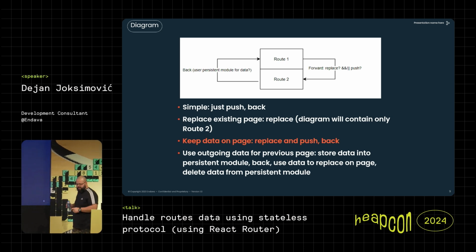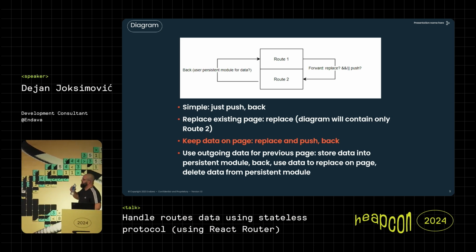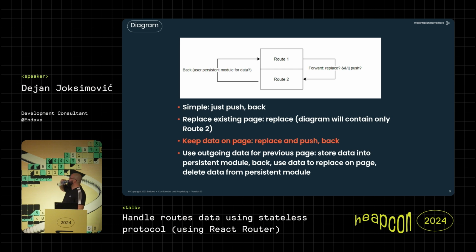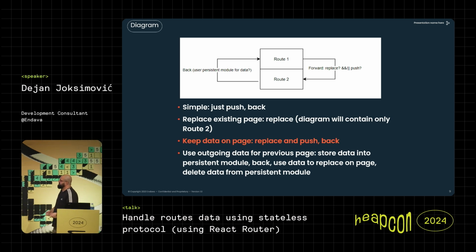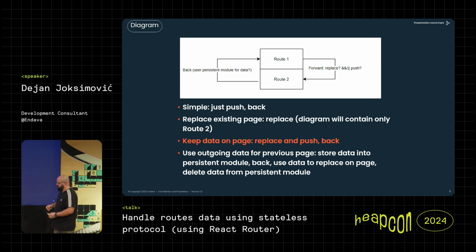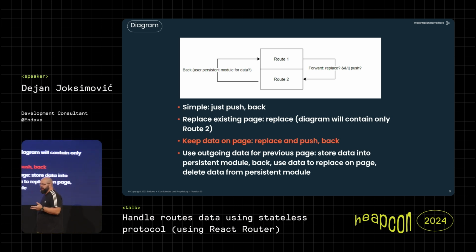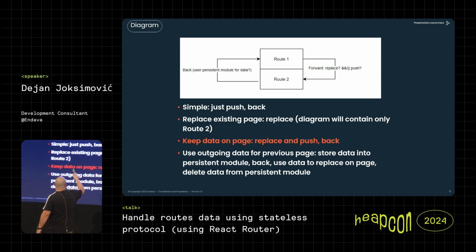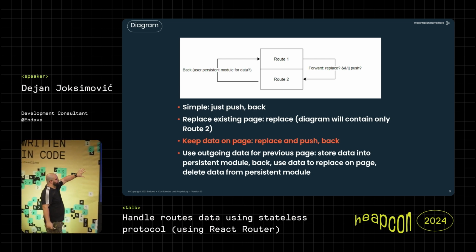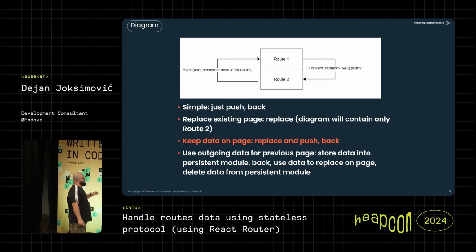Okay, so let's recapitulate. Let's go through this diagram to try to understand all the use cases that we are trying to solve here. So the first one is simple. It's just push and back, and there are two variants. It's just push, let's say from route 1 to route 2. From this diagram, I tried to cover all the cases. This is one diagram for everything, but I'll explain.